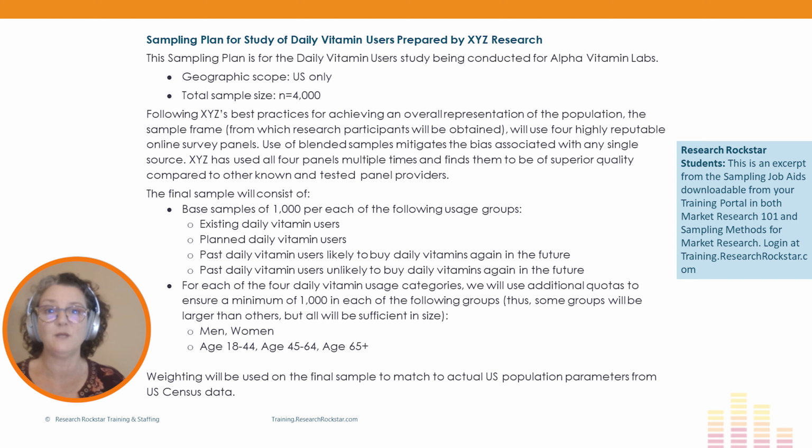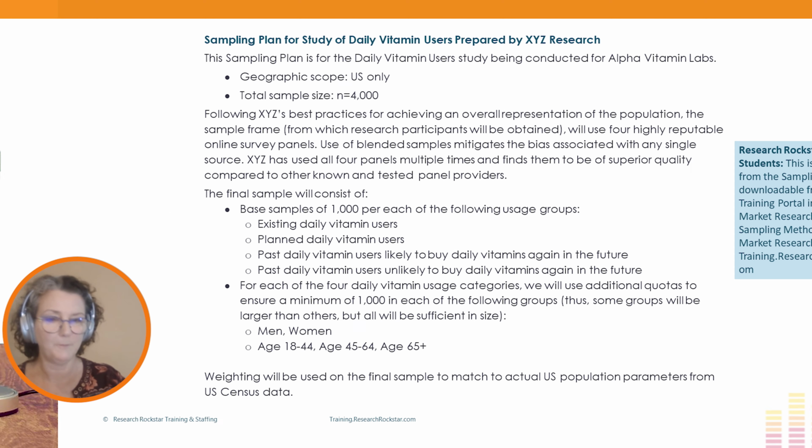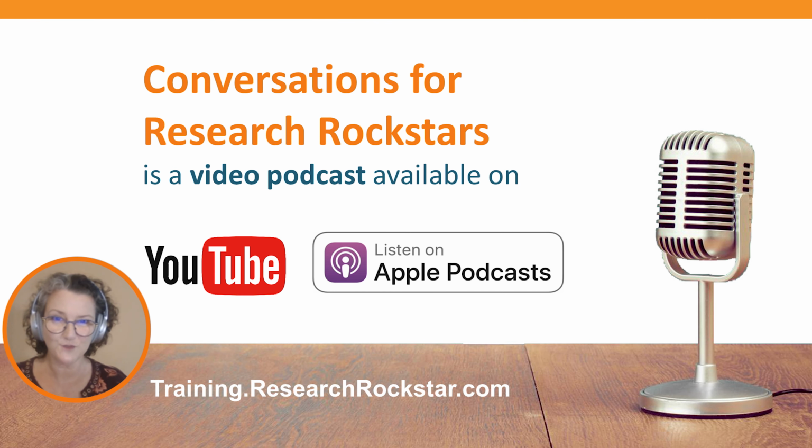Now again, the format that you use can be different, and the format that I've used personally can vary quite a bit depending on how rigorous a particular study is. But this is a nice simple example that you can use to get you started if you've never done this sort of thing before. And for Research Rockstar students, I want to point out that this is an excerpt from the sampling job aids that are included both in Market Research 101 and also in the course Sampling Methods for Market Research. So you can access those from training.researchrockstar.com.